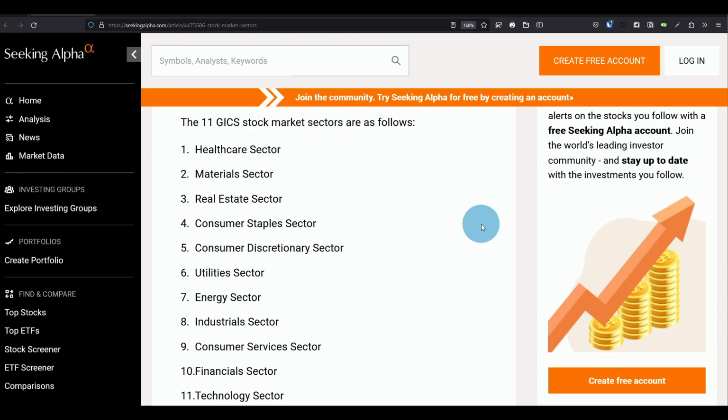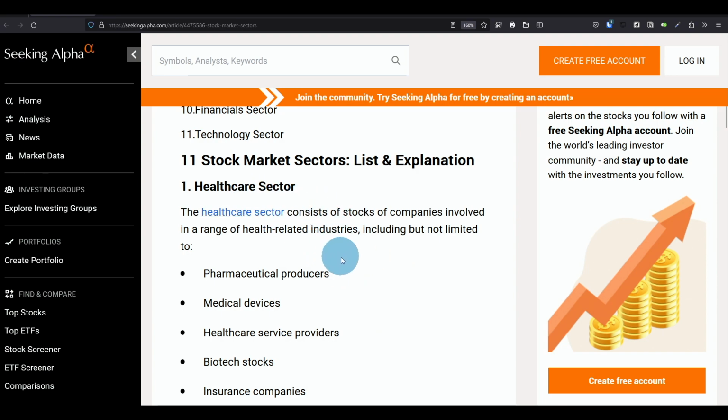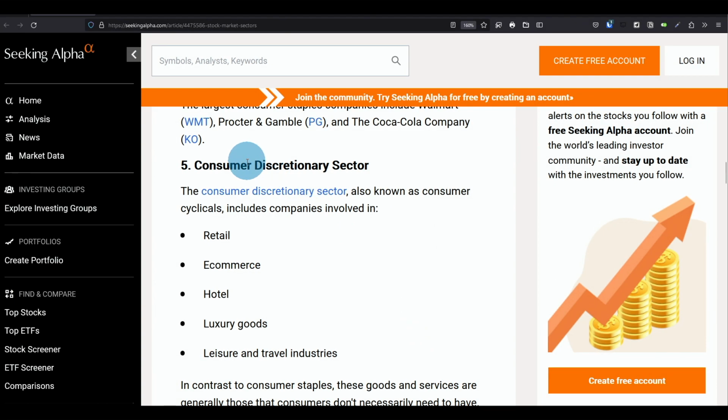And these are the 11 sectors. We have healthcare, materials, real estate, consumer staples, consumer services, financials, and technology. Now, for example, the health sector includes pharmaceuticals, medical devices, healthcare, biotech stocks, and insurance companies, while consumer discretionary includes retail, e-commerce, hotels, luxury goods, and the leisure and travel industry.